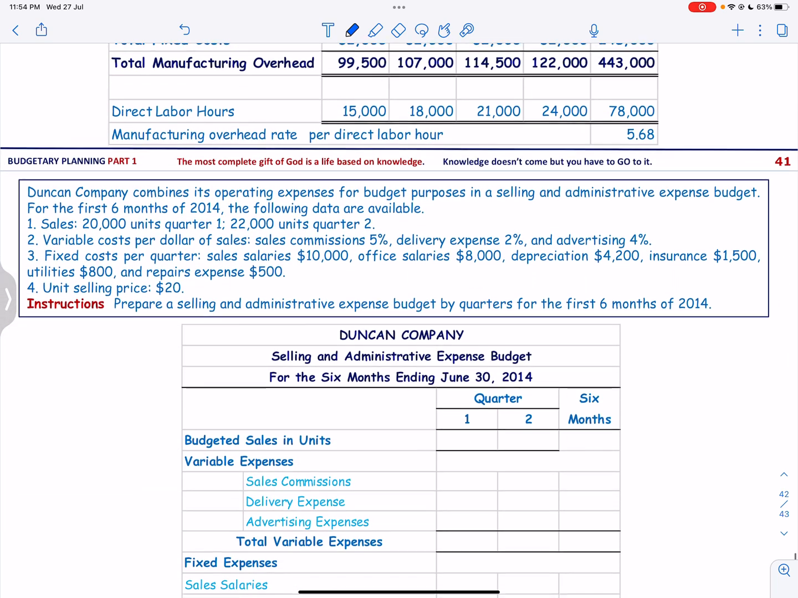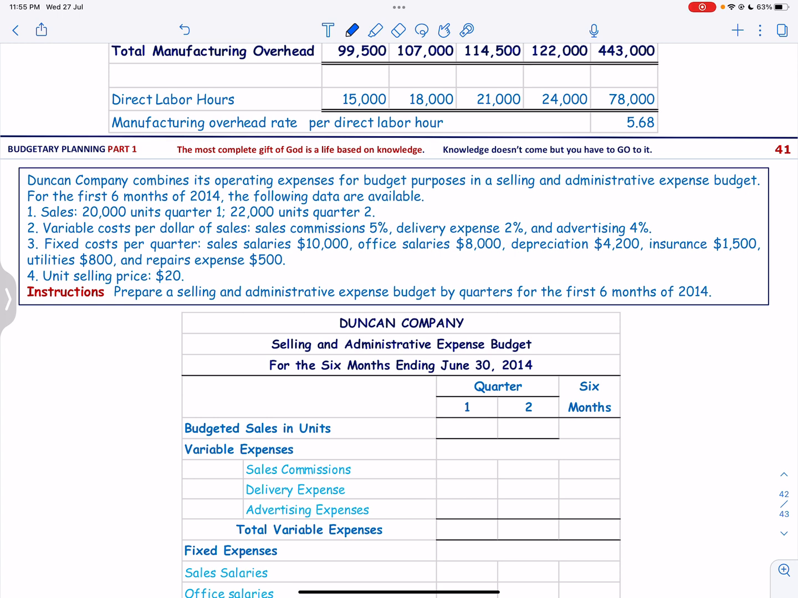Let us look into one more illustration. Duncan Company combines its operating expenses for budget purposes in a selling and administrative expense budget for the first 6 months of 2014, and the following data are available. Sales is 20,000 and 22,000. These are the sales in units. The variable cost per dollar of sales: commission is 5%. Delivery expenses are 2% and advertising is 4%. Fixed costs per quarter are 10,000, 8,000, 4,200, and insurance and all. Unit selling price is 20.